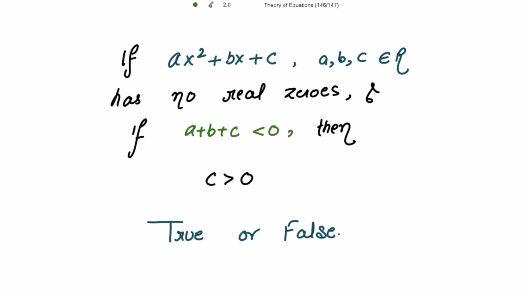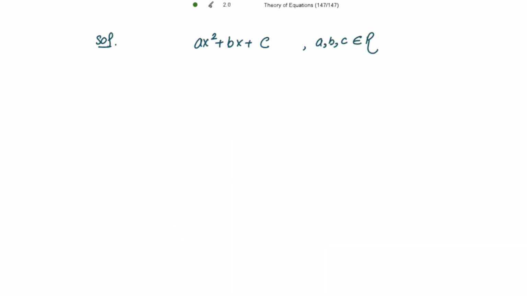The polynomial ax square plus bx plus c, where a, b, c belong to the real numbers, has no real zeros. No real zero means it does not have real roots; it has non-real roots. And if a plus b plus c is strictly less than 0, then c is strictly positive. Is this true or false? This we need to check.